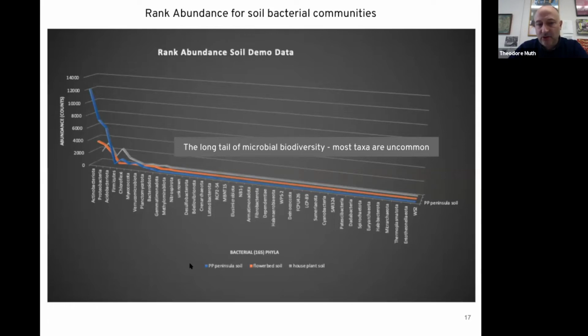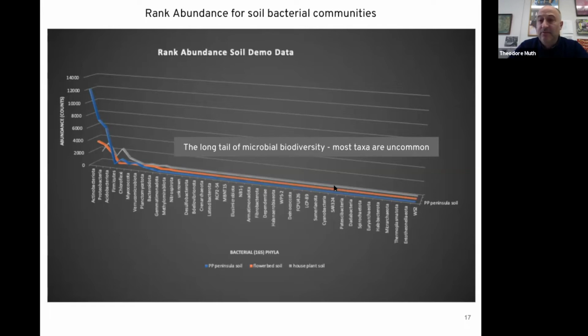And I just chose 3 of our samples, one of the peninsula soils, one of the flower bed soils, and one of the houseplant soils. And if you look at the left, you can see that they start at different levels of abundance for their most abundant species, this is phyla. But they show that same pattern of a rapid drop off and then this long tail of diversity.